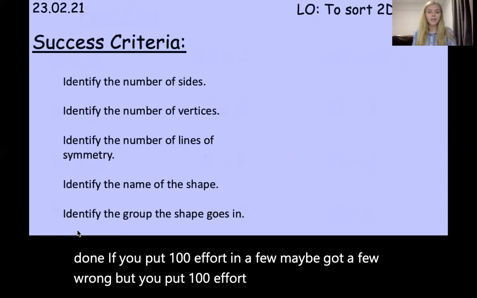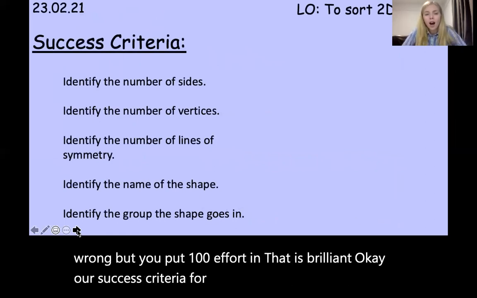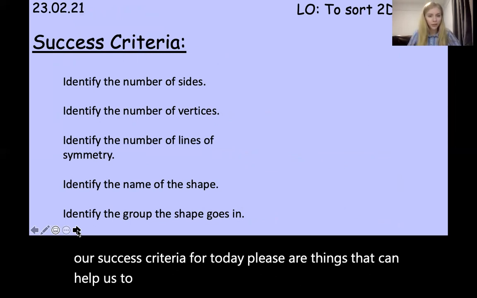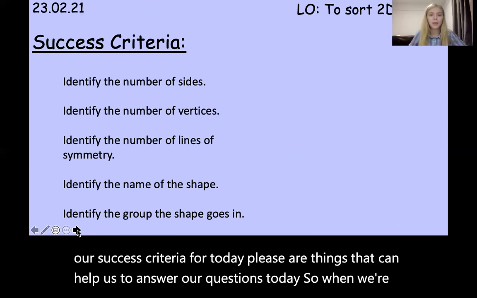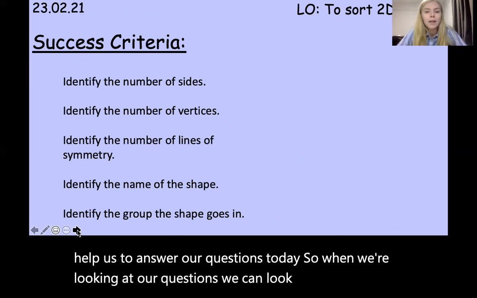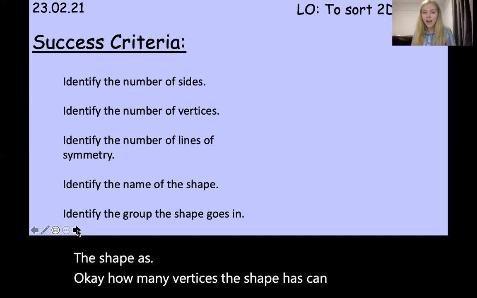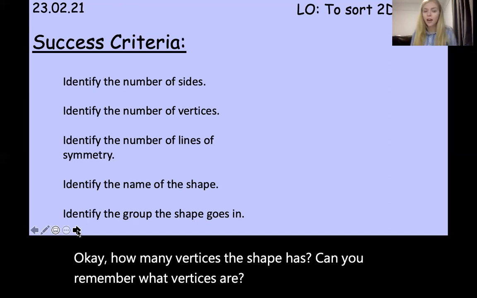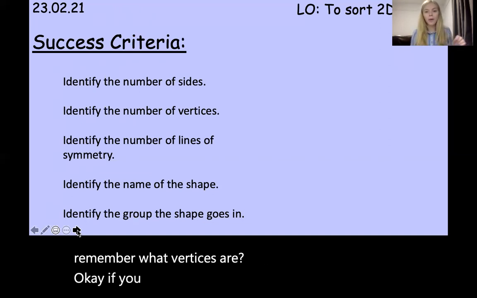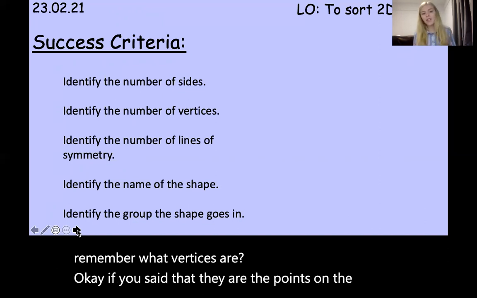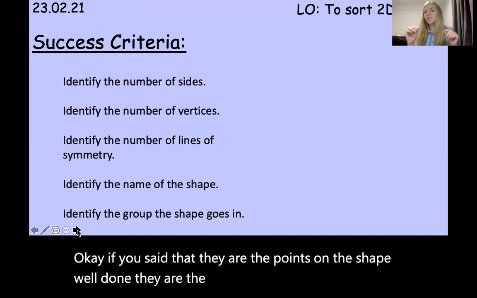Okay, our success criteria for today. These are things that can help us to answer our questions today. So when we're looking at our questions, we can look at how many sides the shape has. Okay, how many vertices the shape has. Can you remember what vertices are? Okay, if you said that they are the points on the shape, well done. They are the points where the edges meet.